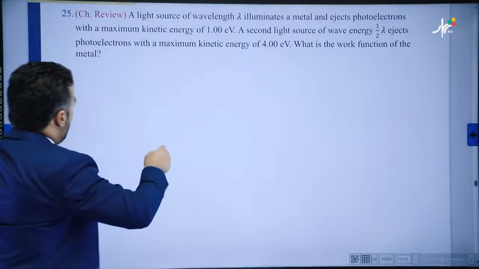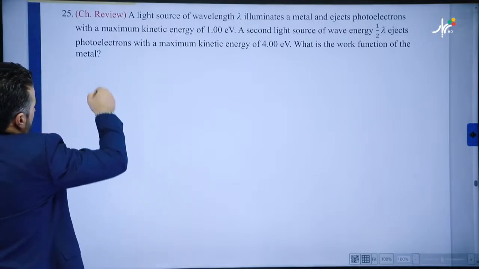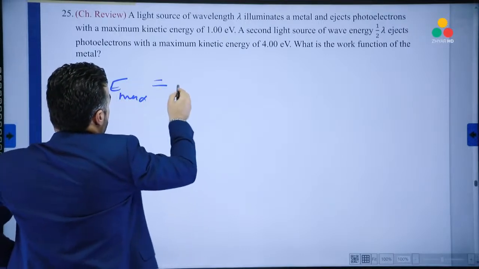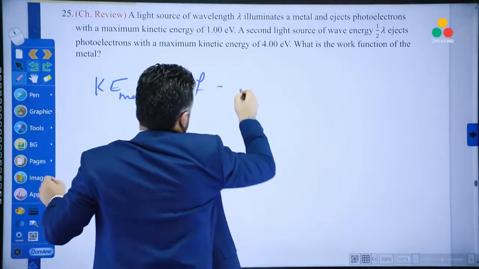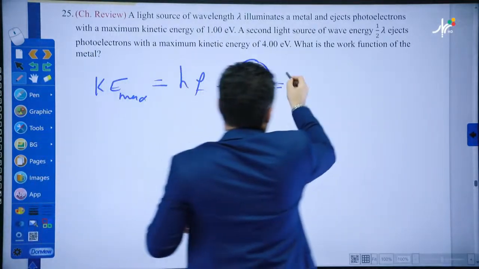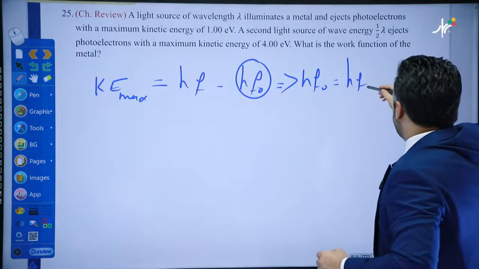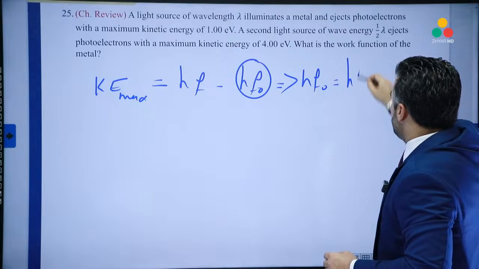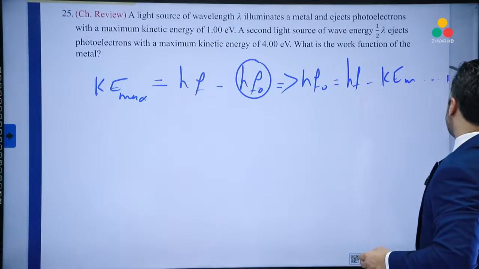So remember, normally we have maximum kinetic energy. Let's say for the first wavelength, the maximum kinetic energy is equal to HF minus the work function here, which is basically HF naught. This is the work function, correct? Now, of course, we can make this one the subject here. So we'll say the work function is equal to HF minus the maximum kinetic energy. Let's call this one the first equation.